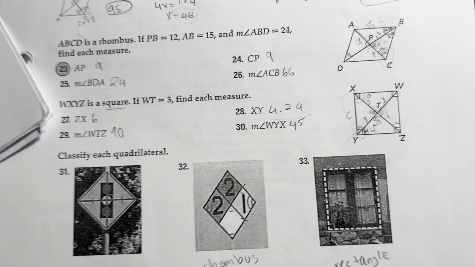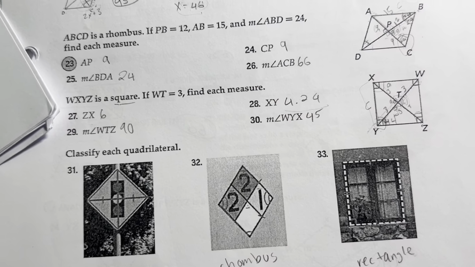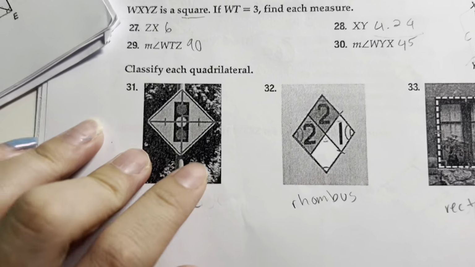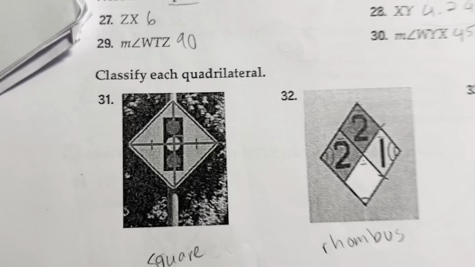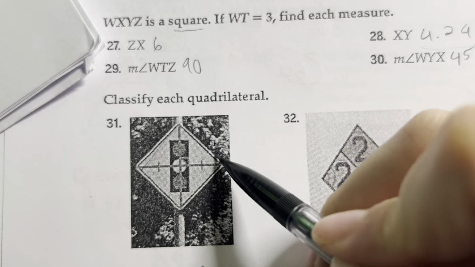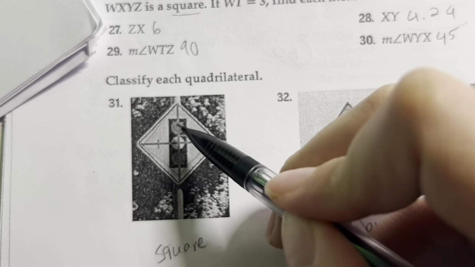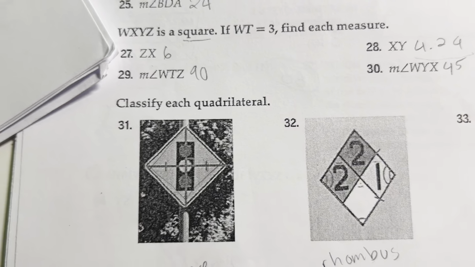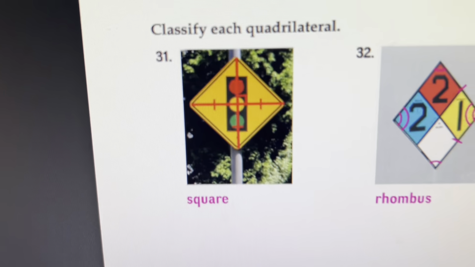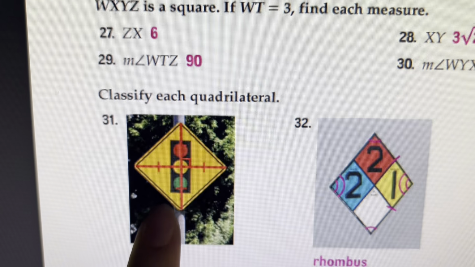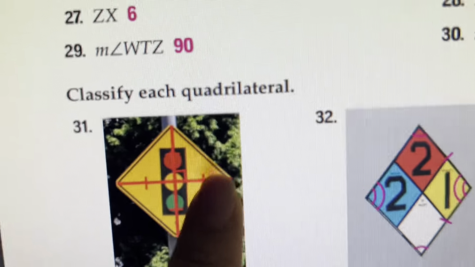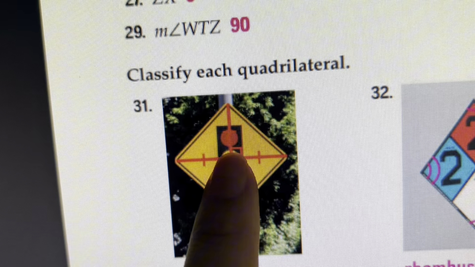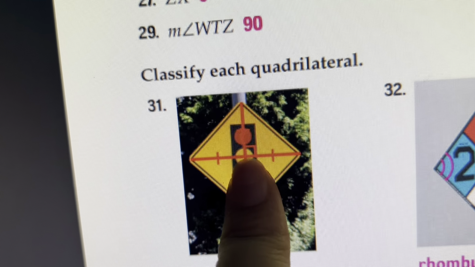Okay, so for number 31 to 33, classify each quadrilateral. So look at this one. They give you a shape, right? And they say these four are congruent. Why? How do I know that? Because I look at the answer key and they tell you that, right? These two are congruent. And this is giving you one hint, that this one is equal to 90 degrees.